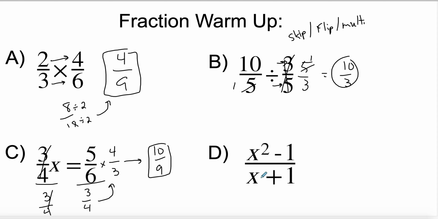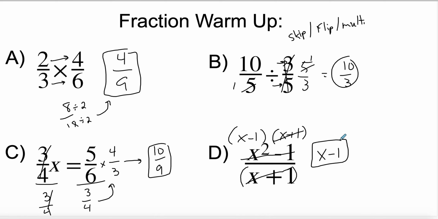Okay, last one right here. We haven't done one like this before, but we definitely can do it. Okay, so what you need to do when you start these is factor. So this factors to x minus 1, x plus 1. And then you see that I have a similar factor on the top, the numerator, as I do the denominator. Those will cancel out, and I'm left with x minus 1. Okay. So that'll lead us into the lesson today.